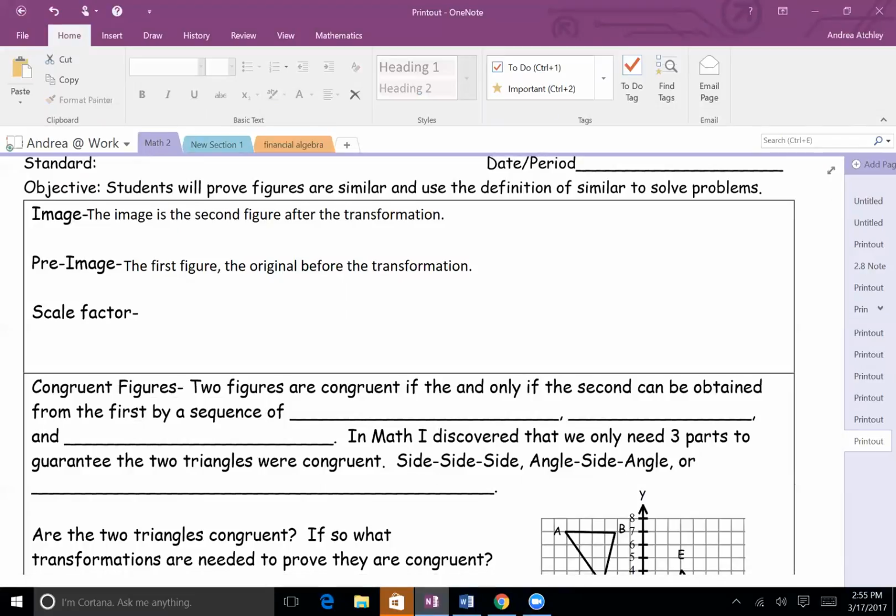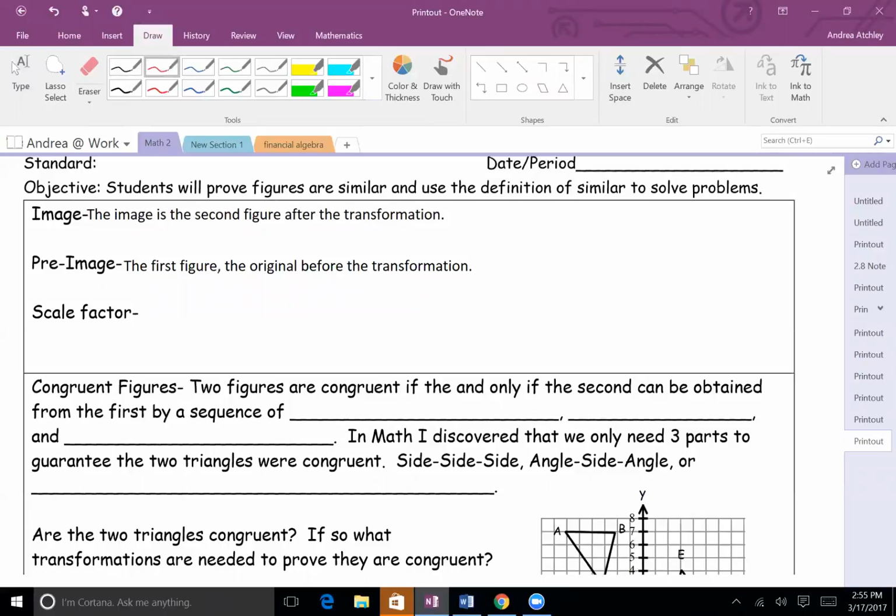The scale factor is equal to the image divided by the pre-image. It tells you how much bigger you made the image or how much smaller you made the image.